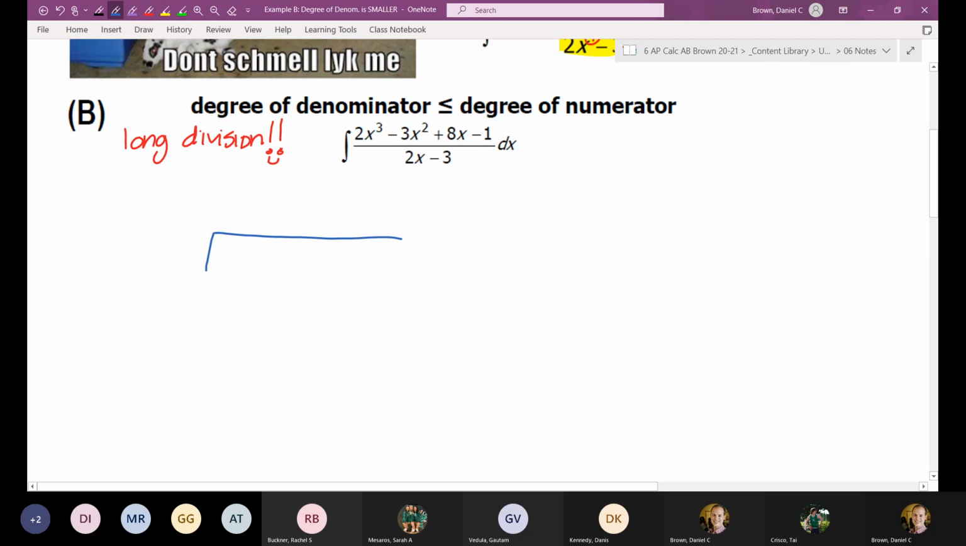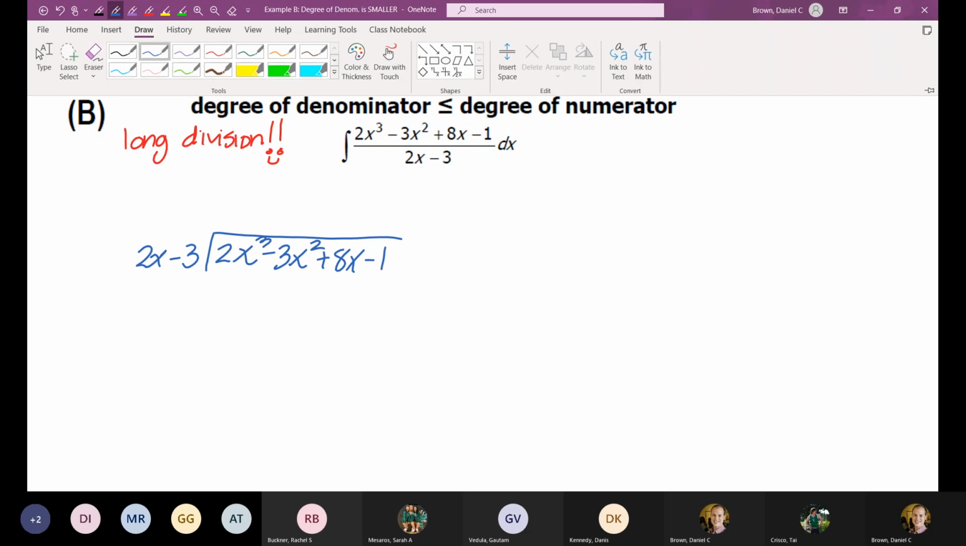That's what we're dividing. So I have 2x cubed minus 3x squared plus 8x minus 1, and we're dividing it by 2x minus 3. Again, don't lose sight of the ultimate goal. We're doing long division to simplify the original problem. So let's do my long division. I'll do green first. No, let's do a darker one. Red.